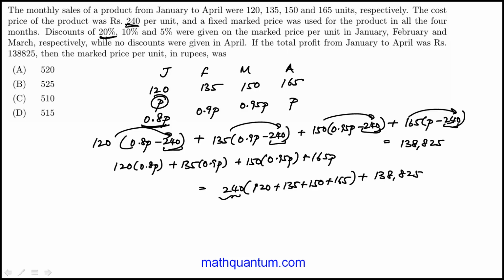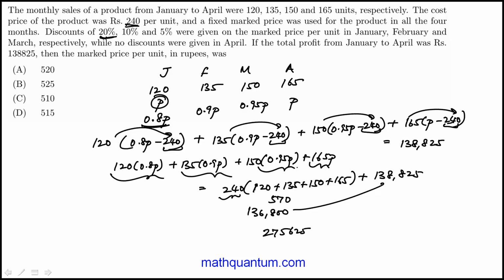So that would be 120 plus 135 plus 150, I'm using a calculator here, plus 165. So I get 570 times 240. And that comes out to be 136,800. If I add those two, I get 275,625.